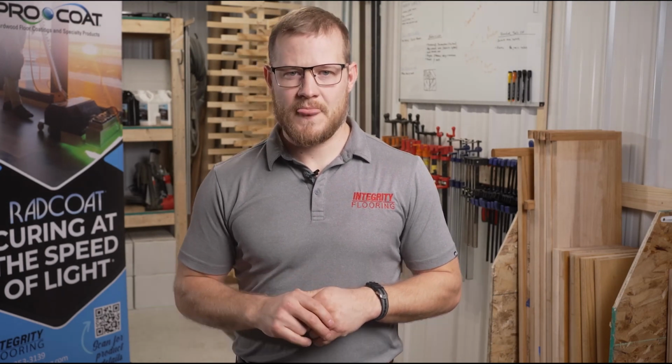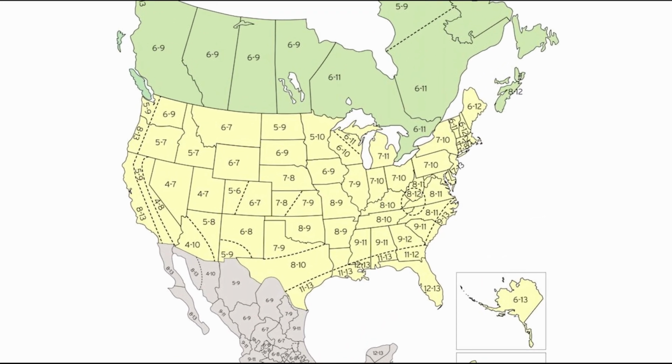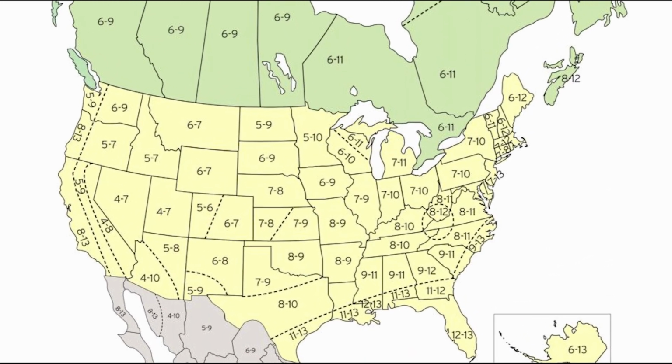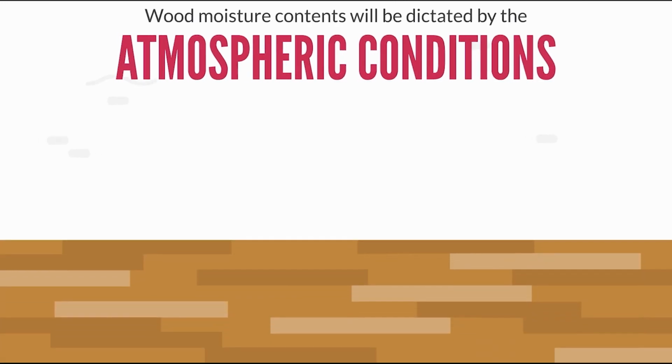One of the most important and probably the most overlooked aspect of a successful wood floor project is wood flooring acclimation and proper site conditions. Every region in the world has a different average range of moisture content for interior wood products. As you can see, in our region, interior wood contents want to be between 6 and 10%. Wood moisture contents will be dictated by the atmospheric conditions that the wood is installed in.